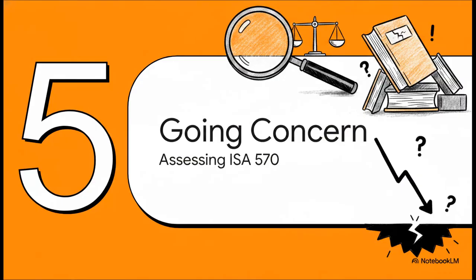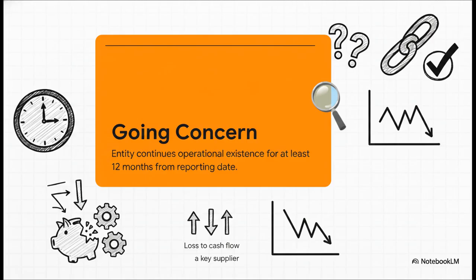All right, final stretch. Section 5, Going Concern Assessments. Under ISA 570, we are dealing with the ultimate corporate nightmare, a company teetering on the brink of collapse. Assessing going concern is easily one of the most high-stakes judgments you will make as an auditor. The standard is super strict on this timeline. We are looking at survival for at least 12 months from the reporting date.